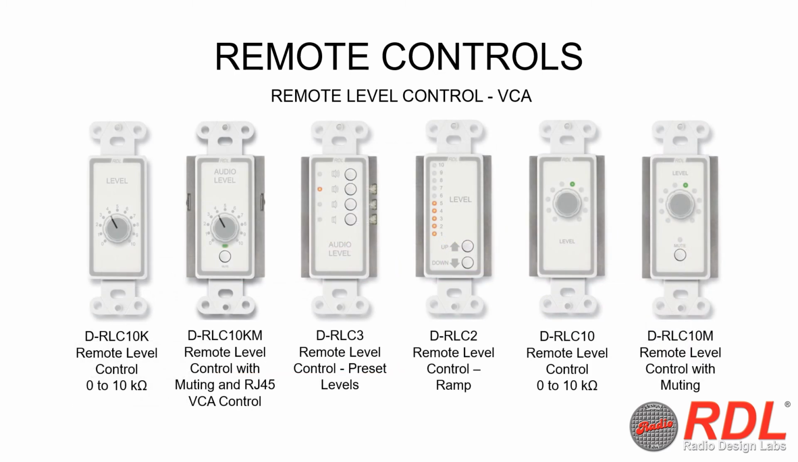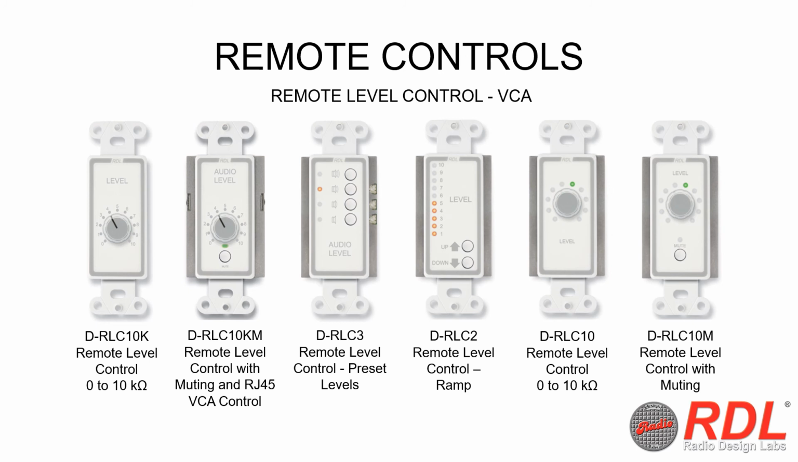Here are some single-channel VCA remote controls. The DRLC10K is a single-turn remote level control that contains a high-quality 10 kiloohm potentiometer for adjusting control voltage. This remote can be wired directly to any of RDL's VCAs. The DRLC10KM has the same features, but adds a mute function with an LED indicator and an RJ45 port for direct control of select RDL modules using standard Cat5 cable. The DRLC3 has 3 selectable levels plus off, where the levels are adjusted by the installer.